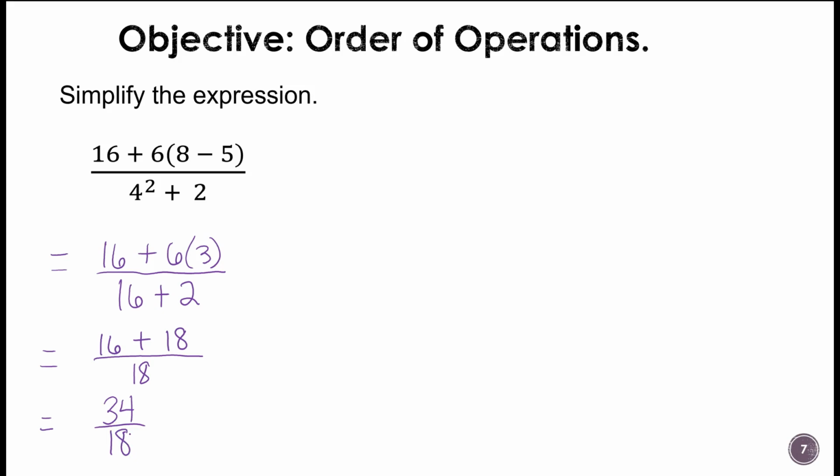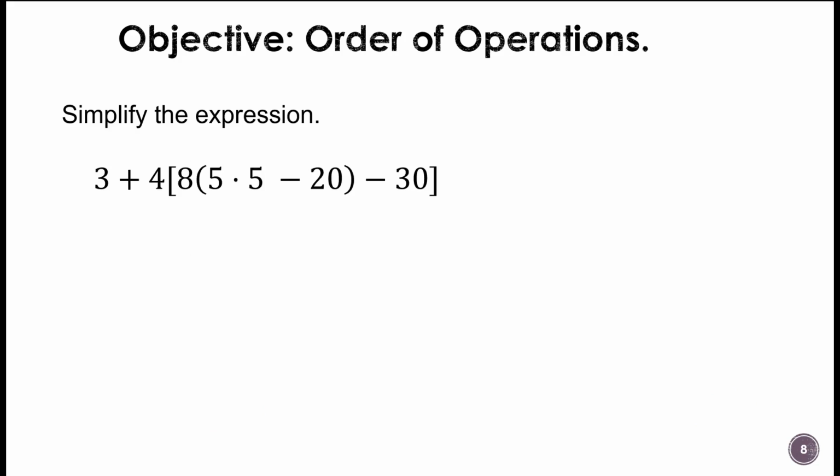Now, these are both divisible by 2. So I'm going to divide them both by 2. And I end up with 17 ninths. I'm going to write that again. That was kind of messy. Well, maybe it's still messy. Anyway, so that's the answer, and once again we leave it as an improper fraction.